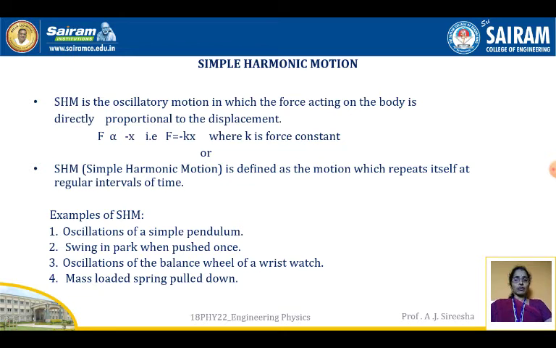It goes to and fro, that is, from the mean position it goes to an extreme position and comes back to the mean position, again goes to the extreme position, and the cycle goes on. For example, a child sitting in a swing in a park, when you push once, keeps oscillating to and fro until, because of the frictional force, it comes to rest. Oscillations of a balance wheel of a wristwatch, and a mass loaded spring when pulled down, are set into oscillations, and these are also simple harmonic oscillations.